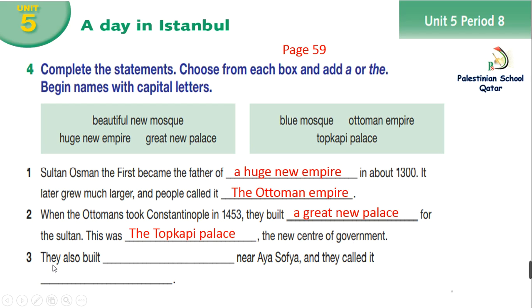Number 3, they also built the Blue Mosque, not the Blue Mosque, they also built a beautiful new mosque. So beautiful new mosque is number 3 here, near Hagia Sophia, and they called it the Blue Mosque. So this is a mistake, remove this please, and put a beautiful new mosque.